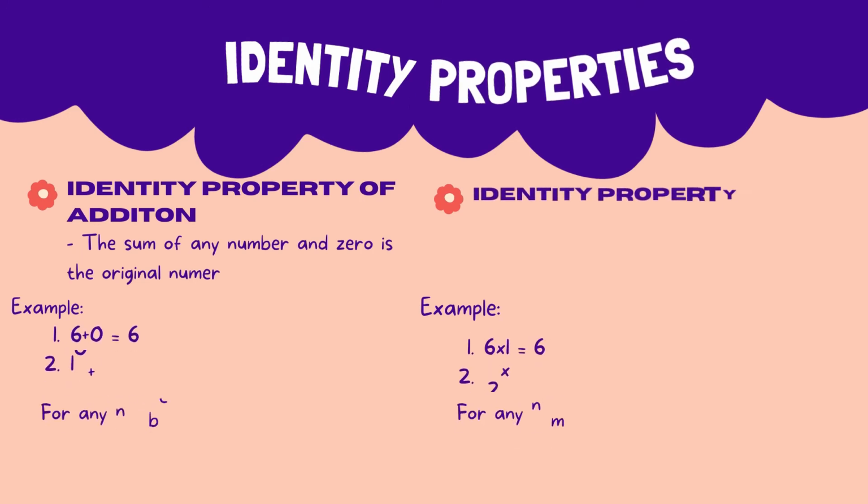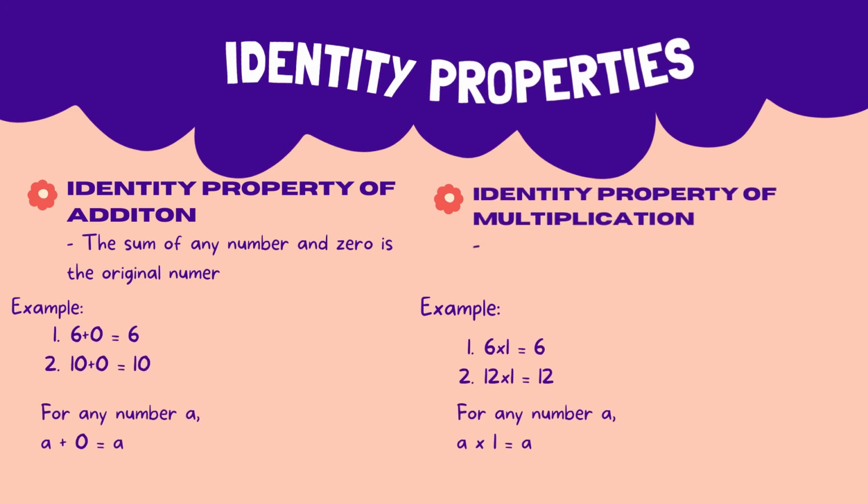Another property is the identity property. The identity property for addition means that the sum of any number and 0 is the original number. So any number that you add to 0, the answer will be the original number. For example, 6 plus 0 is equal to 6, and 10 plus 0 is equal to 10. So for any number a, a plus 0 is equal to a. That is the identity property for addition.